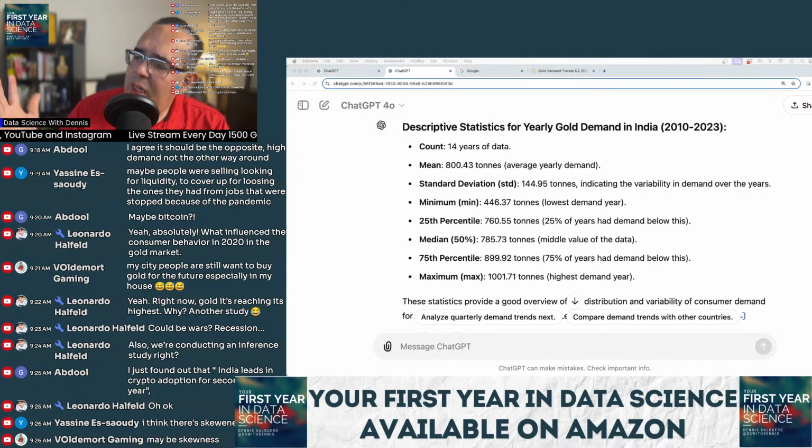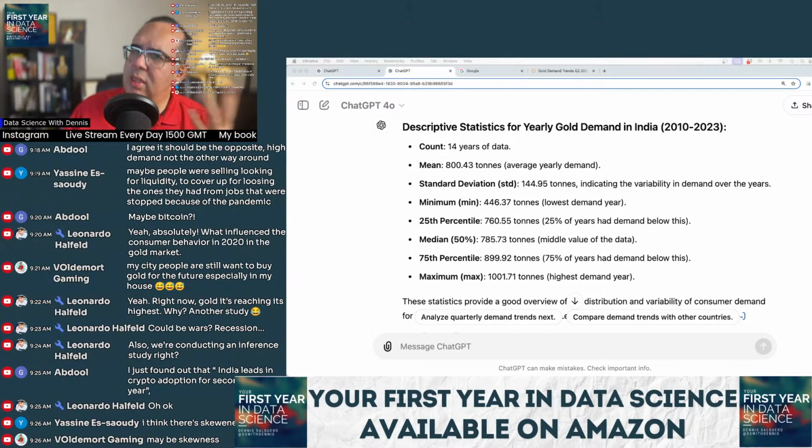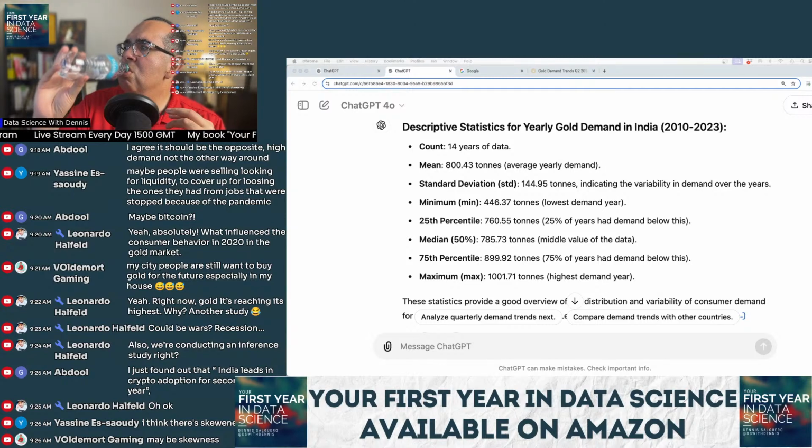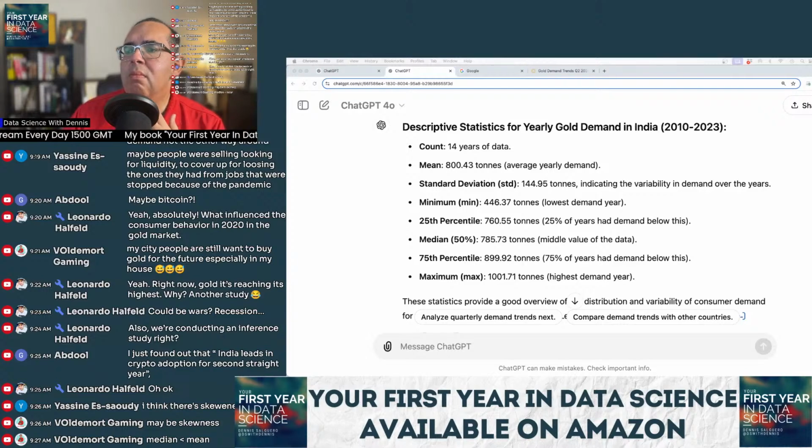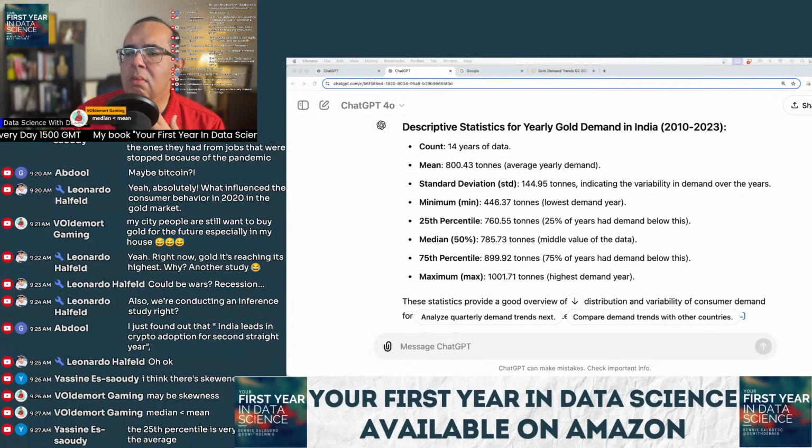And if anybody else wants to give other observations, you're welcome to. But right now we have two people saying that there's skewness. I want to hear why. Voldemort says median is less than the mean. Yassine says a 25th percentile is very close to the average. Okay.